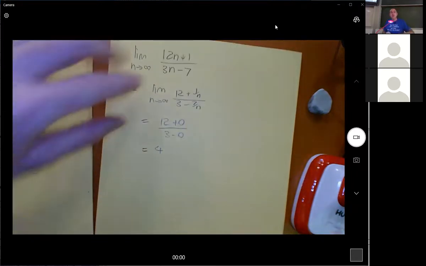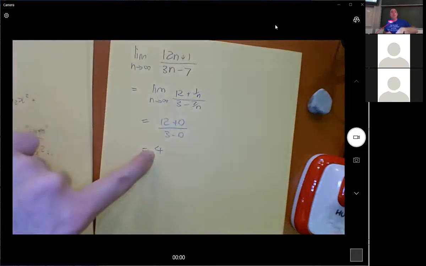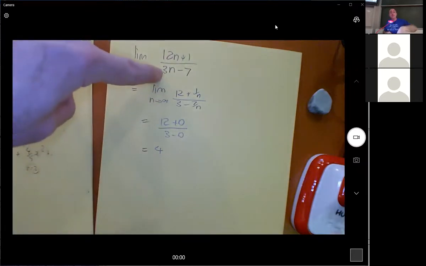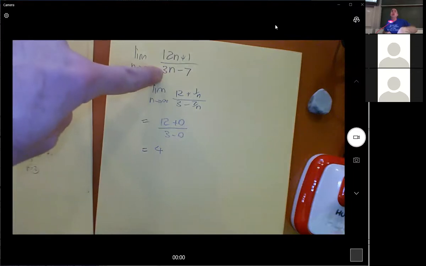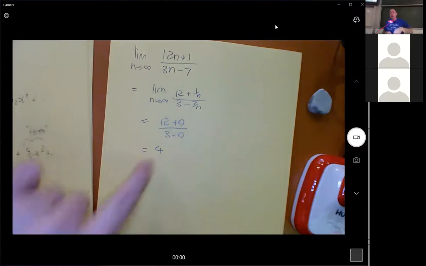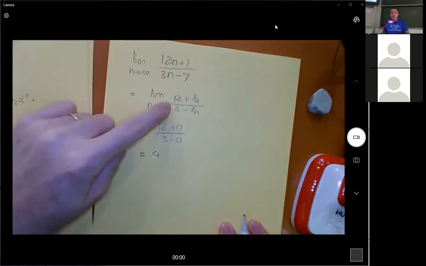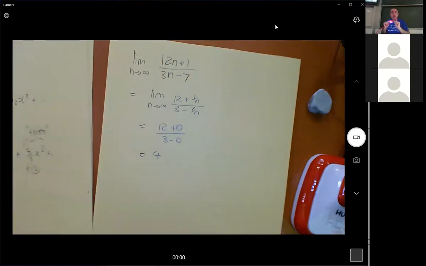So the limit, if you have an infinity over infinity, it could be 4. And if this number was a different number, it could have been something else. So infinity over infinity could be any number at all. It could also be 0. It could also be infinity. But you can't know until you do this. Does that answer your question, Bradley?